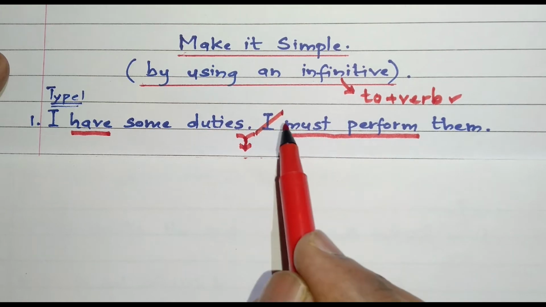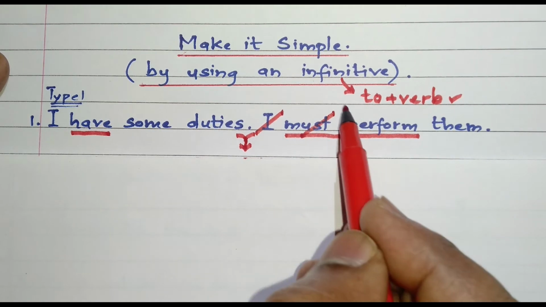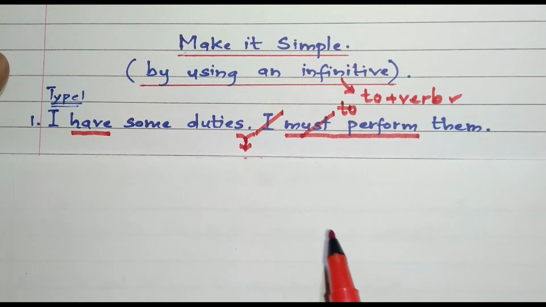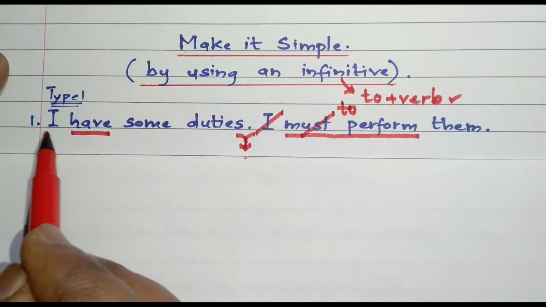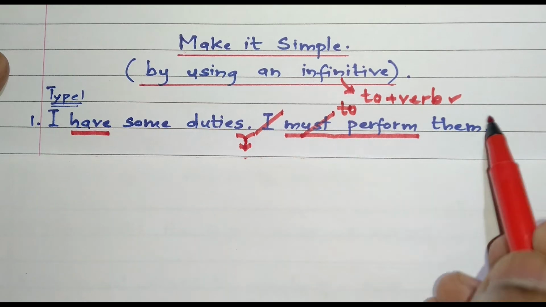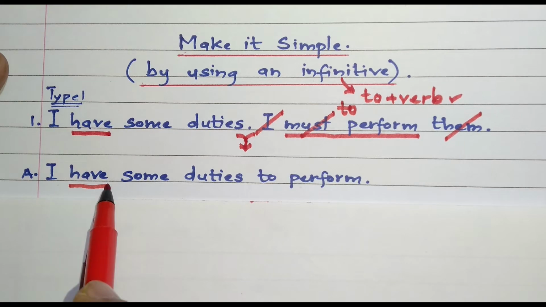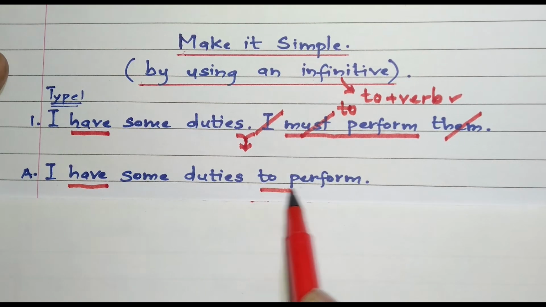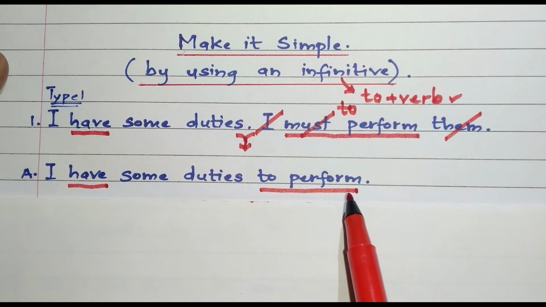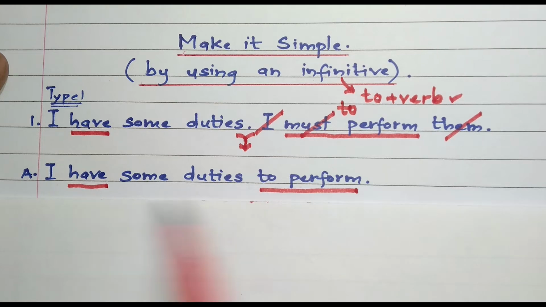We have to ignore the subject, remove the helping verb, and instead replace it with to. So our answer will be, I have some duties to perform. Them will go away. So this is the answer. Now in this sentence, have is the only finite verb, to perform is the infinitive, and therefore it is a non-finite verb. So therefore our answer contains only one finite verb, so it is a simple sentence.